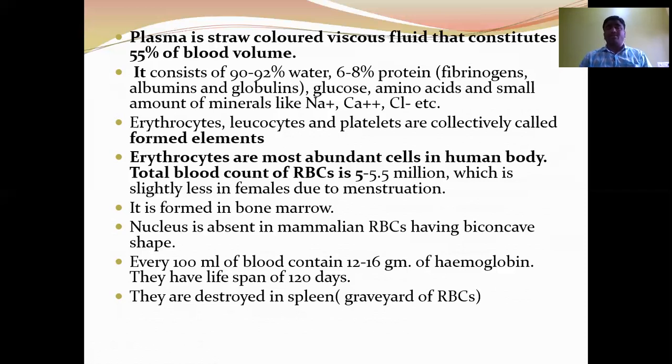During the fetal stage, in early embryonic development, the yolk sac is involved in the production of RBC. In late embryonic development, the liver and spleen are involved in the production of RBC. After birth, the bone marrow is involved in the production of RBC. Every 100 ml of blood contains 12 to 16 grams of hemoglobin, and the lifespan of RBC is 120 days. The dead and worn out RBC are destroyed in the spleen, and the spleen is called the graveyard of RBC.